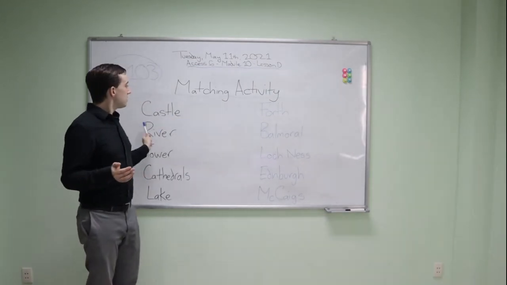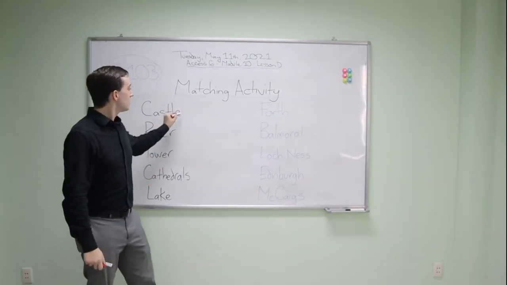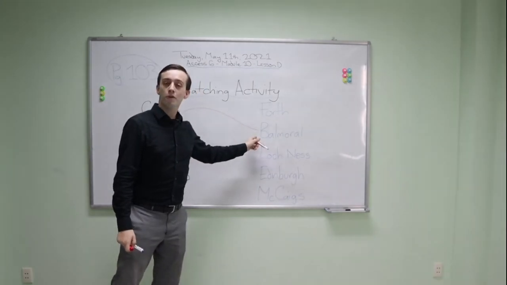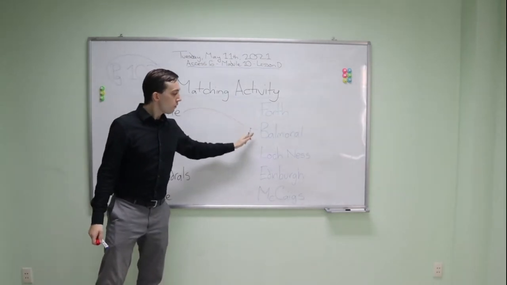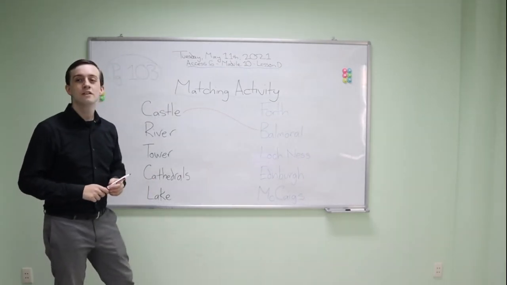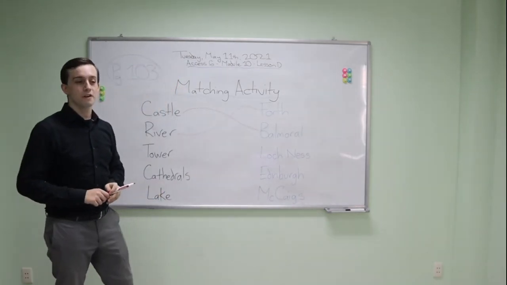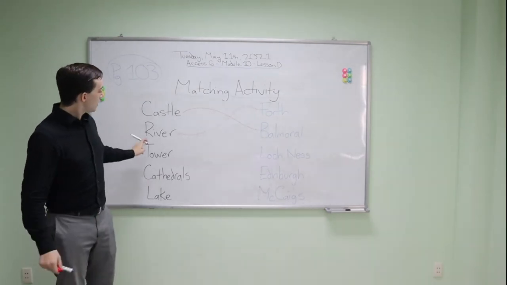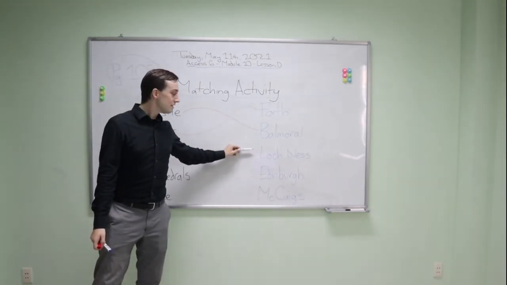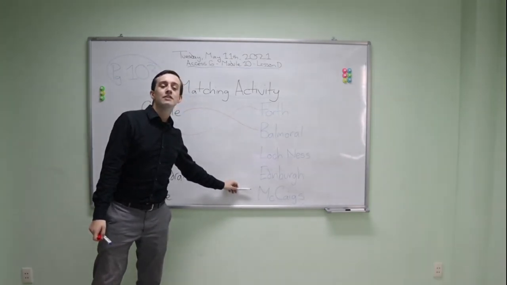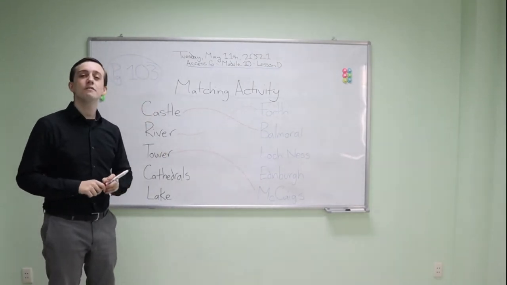Okay, first, the castle. What is the name of the castle? The answer is Balmoral Castle in Scotland. Number two, river. Which is the name of a river? Very good, yes. The river is Forth. The Forth River. It's near Edinburgh. Next, the tower. What's the name of the tower? Is it Loch Ness, Edinburgh, or McKeag's? You're right, it's McKeag's. McKeag's Tower in the city of Oban.